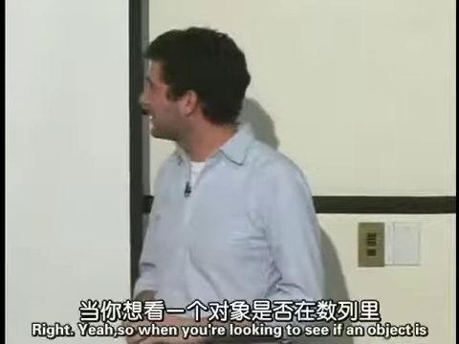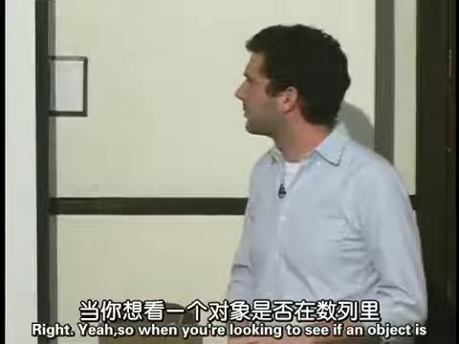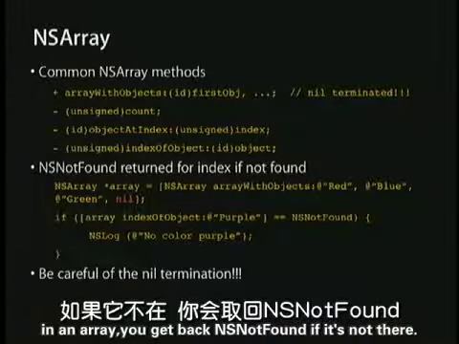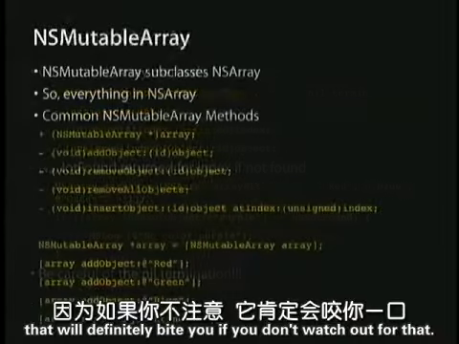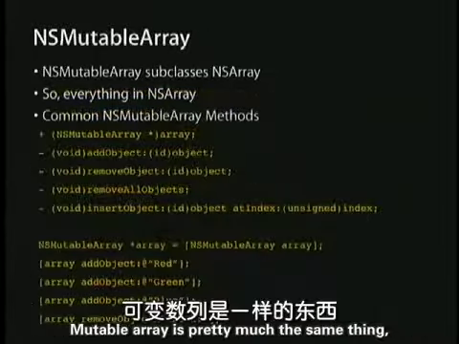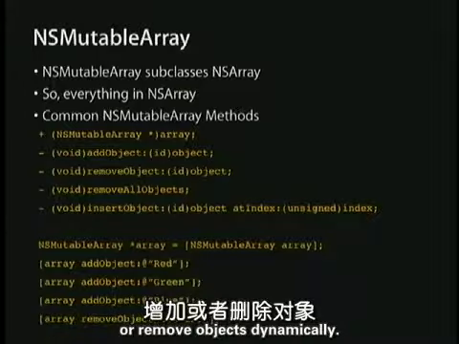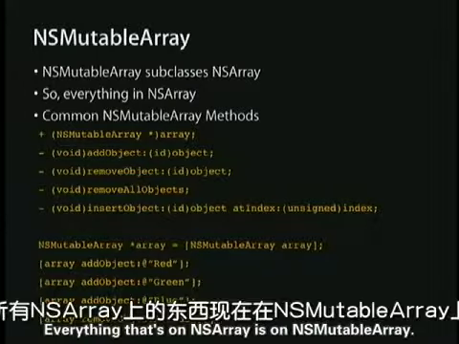Right. Yeah, so when you're looking to see if an object's in an array, you'll get back NSNotFound if it's not there. And be careful of that nil termination, because that will definitely bite you if you don't watch out for that. NSMutableArray is pretty much the same thing, just add some mutability to the array to let you add and remove objects dynamically. Everything that's on NSArray is on NSMutableArray.